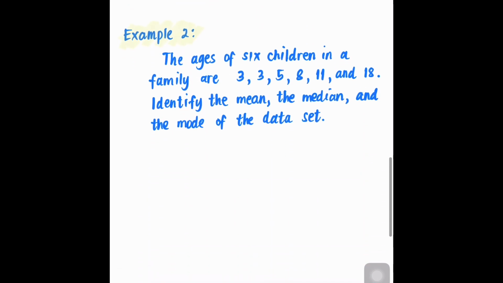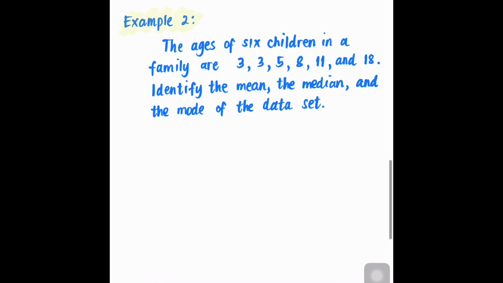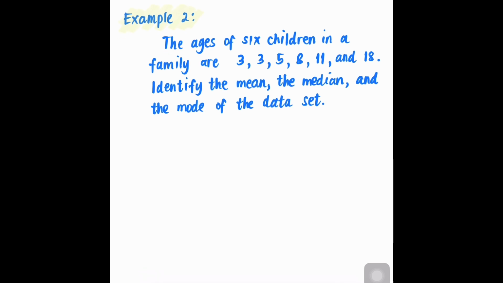Example number 2. The ages of 6 children in a family are 3, 3, 5, 8, 11, and 18. Identify the mean, the median, and the mode of the dataset. You can pause the video and try to answer this question.